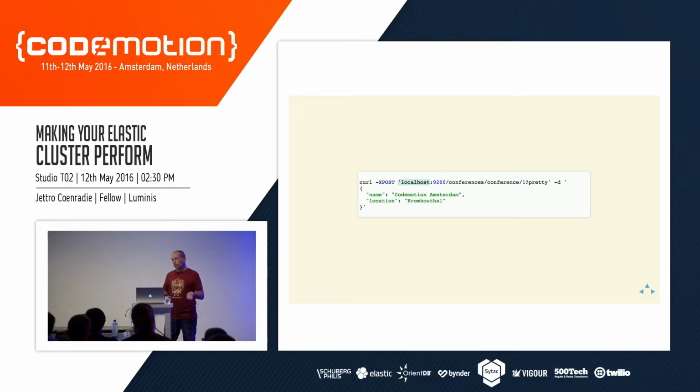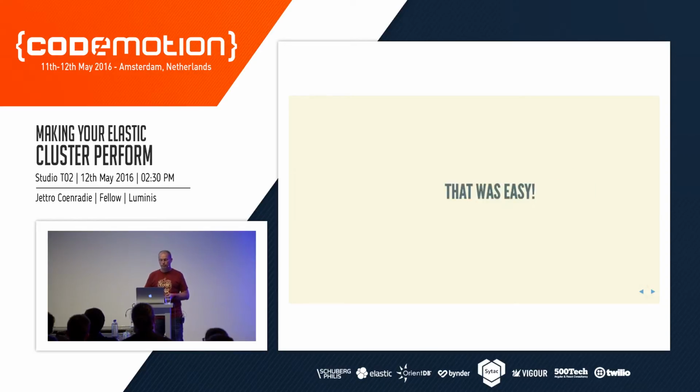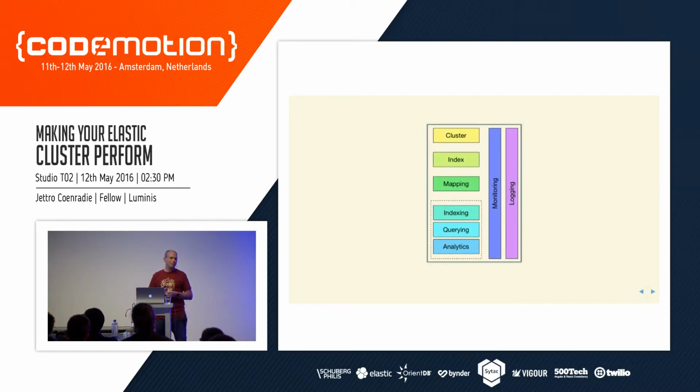Second step, you have a node running, so you can insert a document. In this case, I insert a document to the index called conferences, of the type conference, with ID 1 and two fields in there, a name and a location. Well, that's easy. So now you have your cluster running, you have an index in there, and you have created a document in there. So you're done. Ready for production? Well, maybe not.